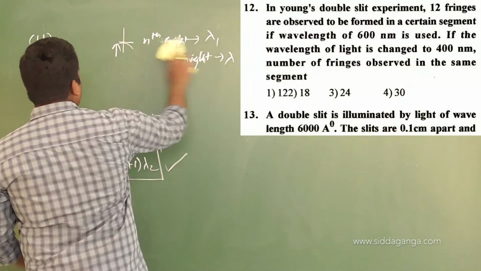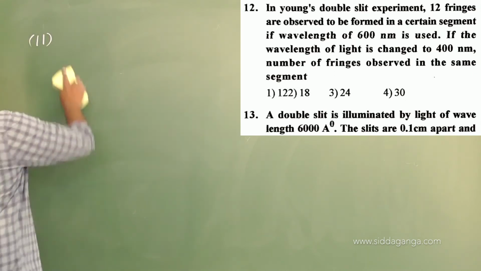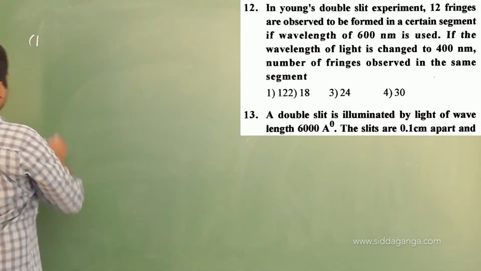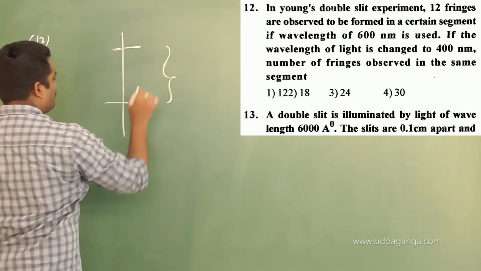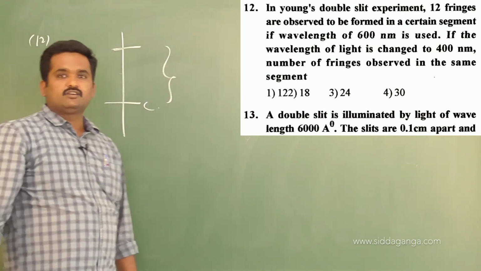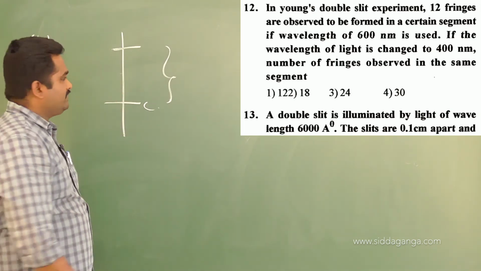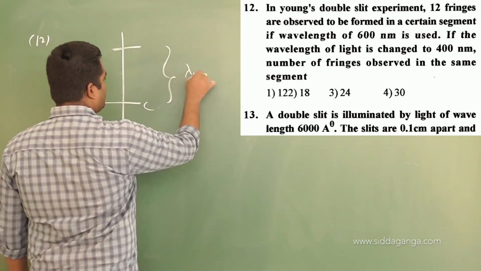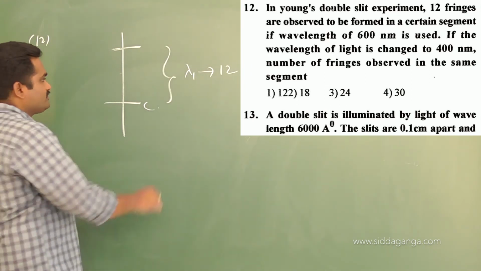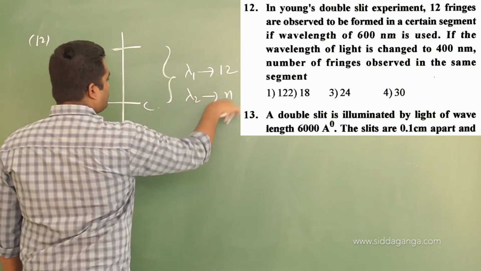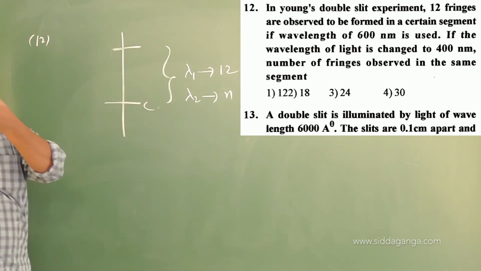Now see here, segment means that region up to a particular point, right? If it is the central fringe up to here, in this region how many fringes are formed? They are saying 12 fringes are observed to be formed in a certain segment for a wavelength of 600 nanometers. For a wavelength of lambda 1, 12 fringes are formed here. When they use a wavelength of lambda 2, how many fringes will be formed in that region? That is for a wavelength of 400 nanometers.